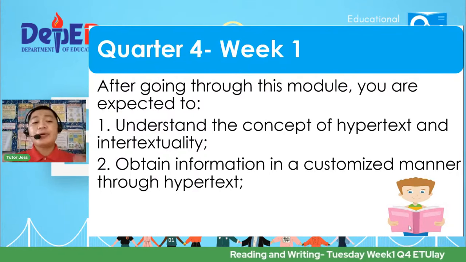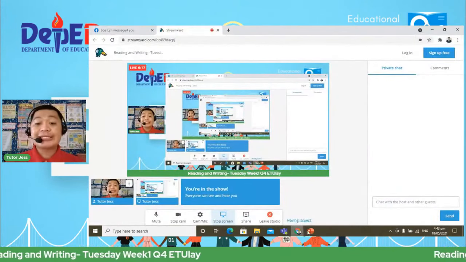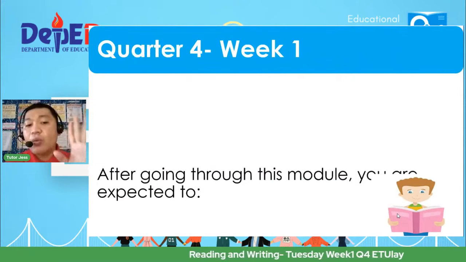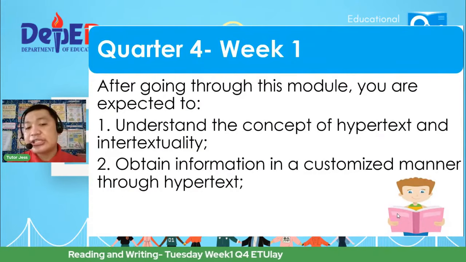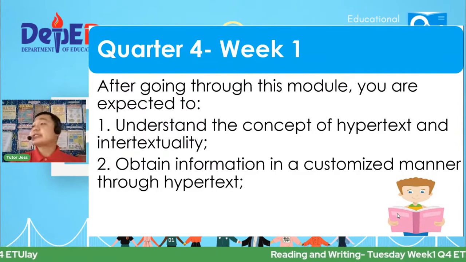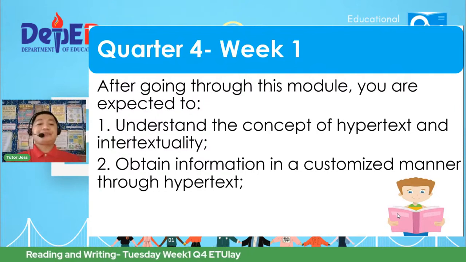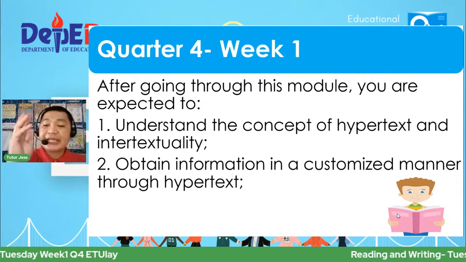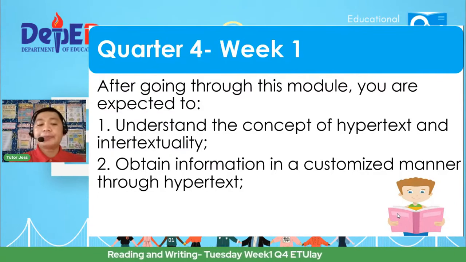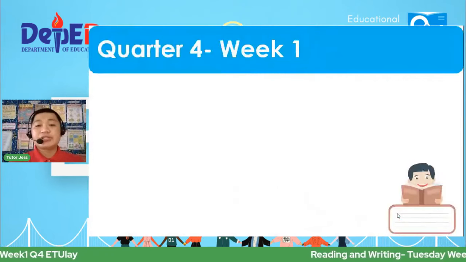The objectives we're going through after this discussion: number one, understand the concept of hypertext and intertextuality. Number two, obtain information in a customized manner through hypertext. Again, this is all about hypertext and intertext. Number three, compare and analyze the two, and determine the key elements of intertextuality.